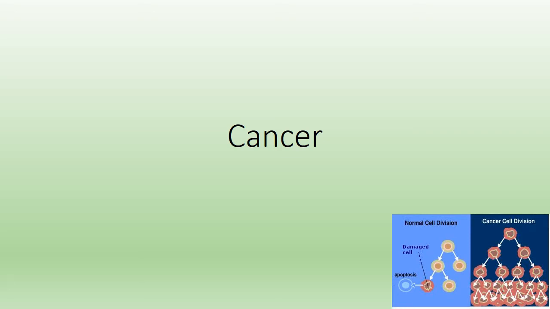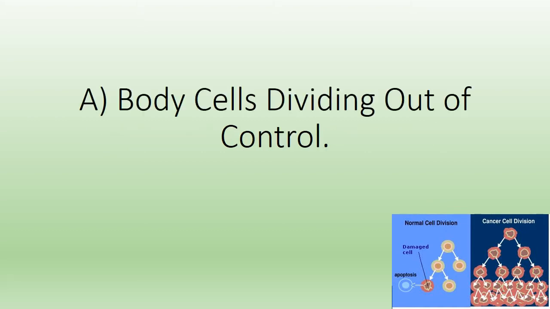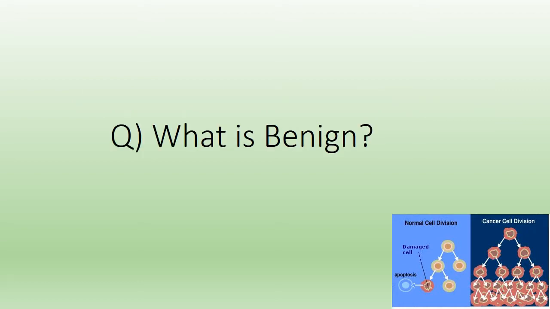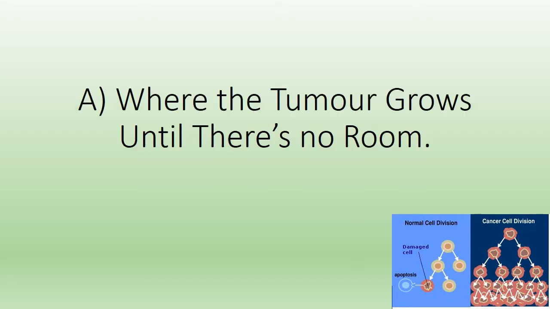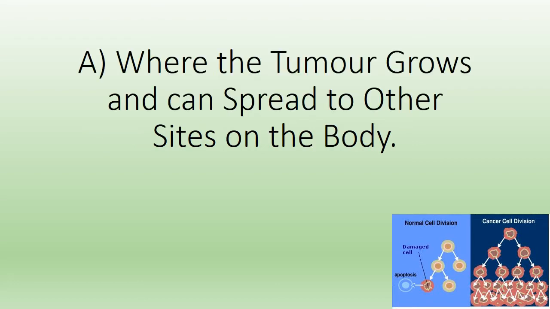Cancer. How is cancer caused? Body cells dividing out of control. What is benign? Where the tumor grows until there's no room. What is malignant? Where the tumor grows and can spread to other sites on the body.